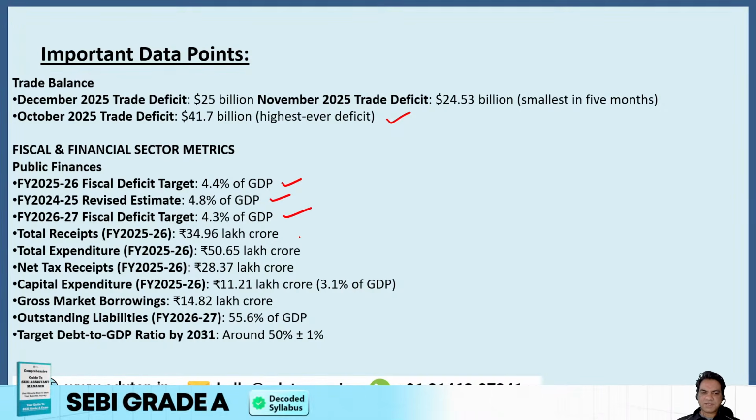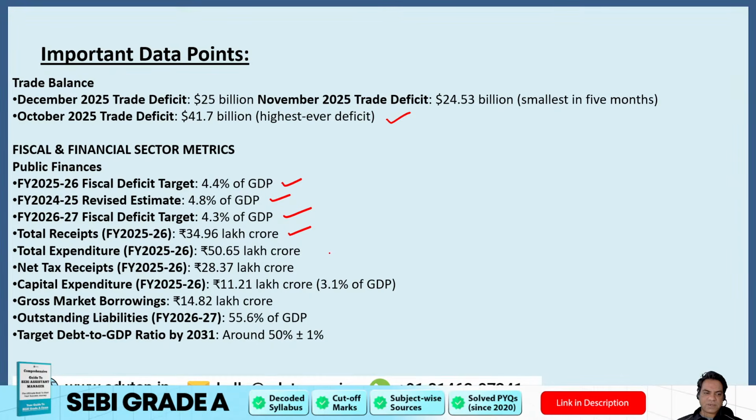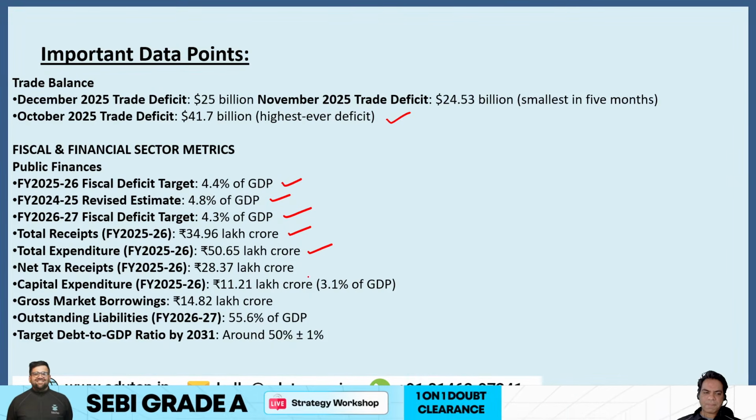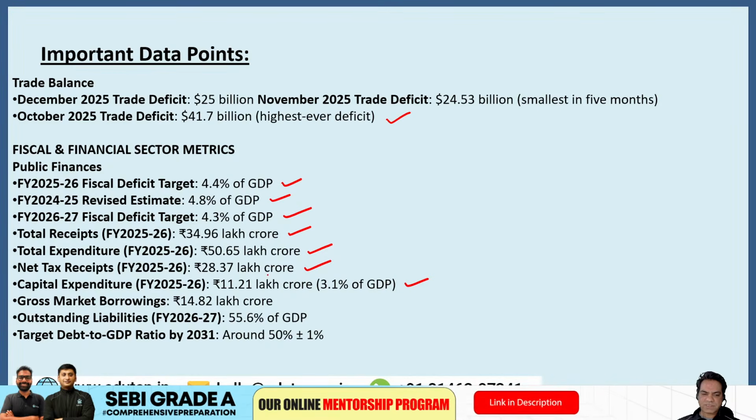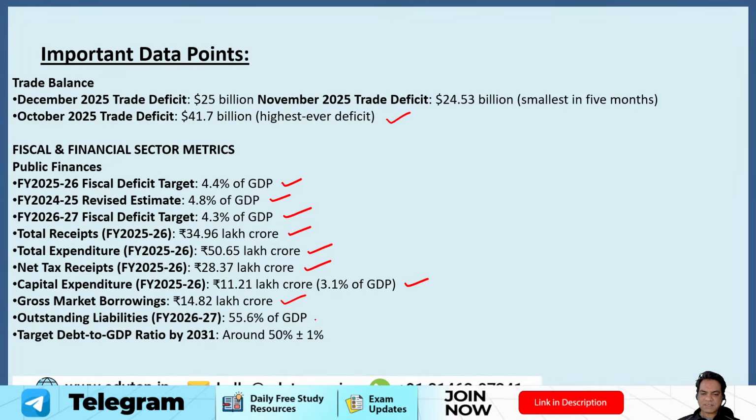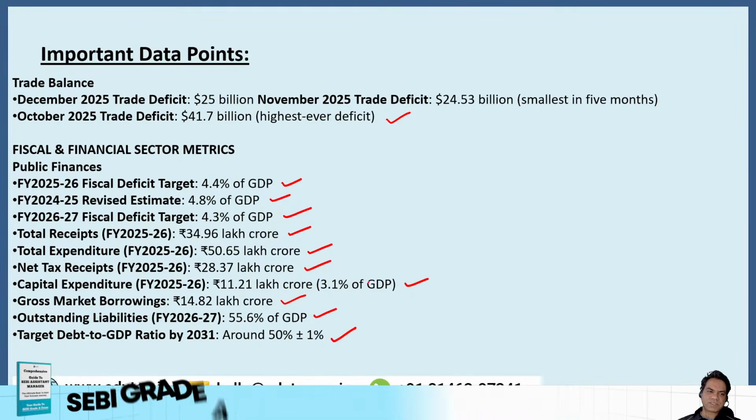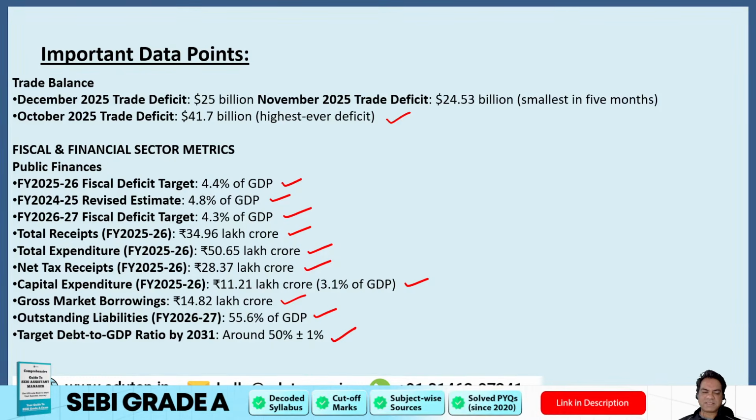Total receipts 34.96 lakh crore. You can say approximately 35 lakh crore. Total expenditure 50.65 lakh crore. Net tax receipts 28.37 lakh crore. Capital expenditure 11.21 lakh crore, which is approximately 3.1% of GDP. Gross market borrowing 14.82 lakh crore. Outstanding liabilities 55.6% of the GDP, and target debt to GDP ratio by 2031 around 50% plus minus 1%. So these are certain important points that you need to know if you are preparing for financial topics. So this is the state of public finances in the country.